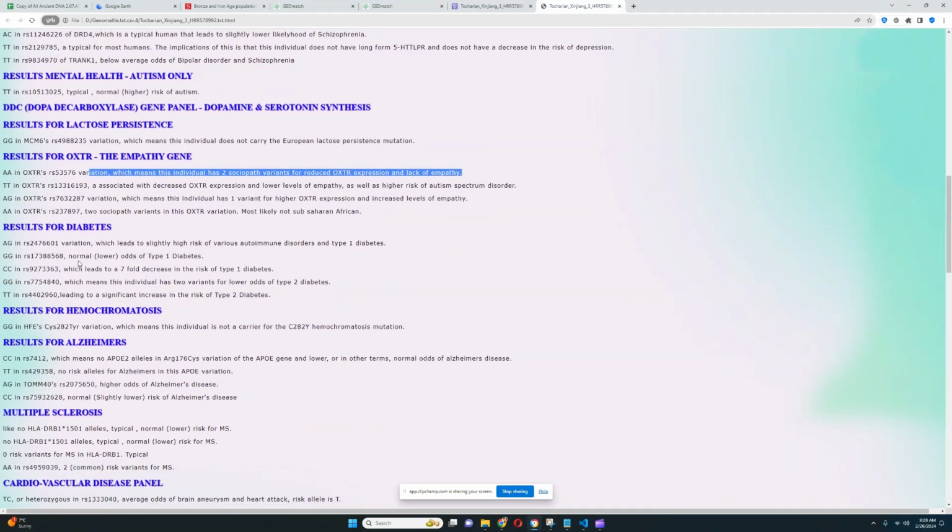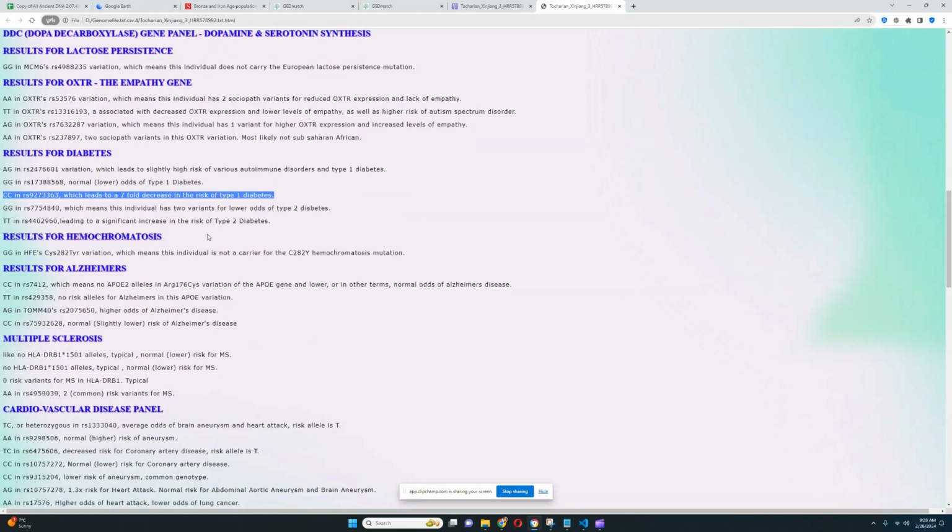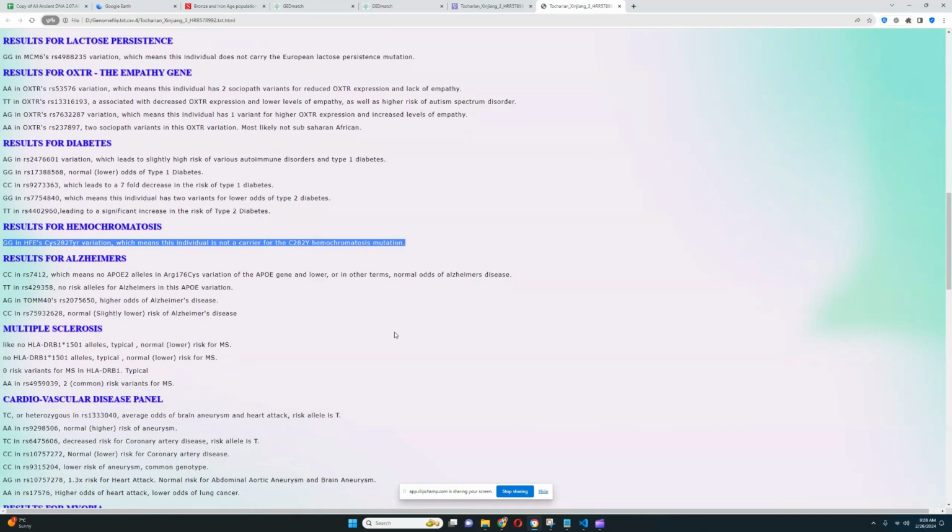For diabetes, it looks like he does not have type 1 diabetes. Really good to see. For hemochromatosis, he is not a carrier for the C282Y hemochromatosis mutation. Really good to see. For Alzheimer's, no risk variants in APOE, which is once again really good to see. APOE is by far the most important gene for Alzheimer's prediction. But he does have some variants for increased risk of Alzheimer's, which is not good to see. Multiple sclerosis, no risk variants in HLA. So in regards to HLA, he's probably healthy. He's good.